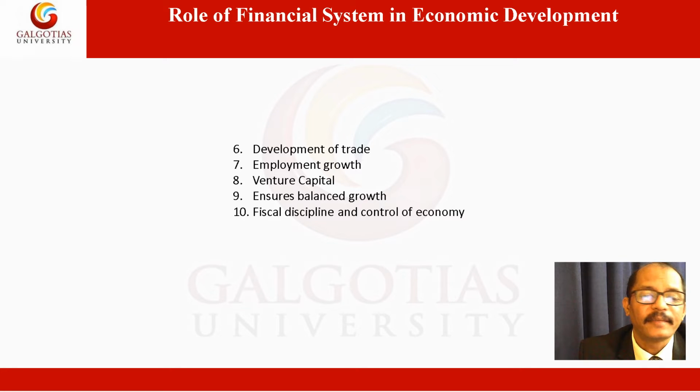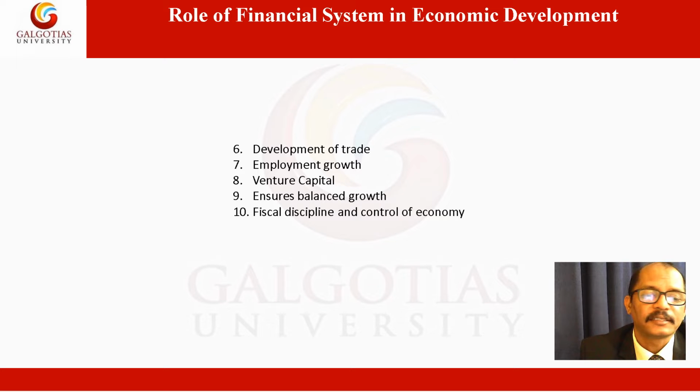Next, the financial system ensures balanced growth. Economic development requires a balanced growth, which means growth in all sectors simultaneously. Primary sector, secondary sector, and tertiary sector require adequate funds for their growth. The financial system in the country will be geared up by the authorities in such a way that the available funds will be distributed to all sectors in such a manner that there will be a balanced growth in the industries, agriculture, and the service sector.